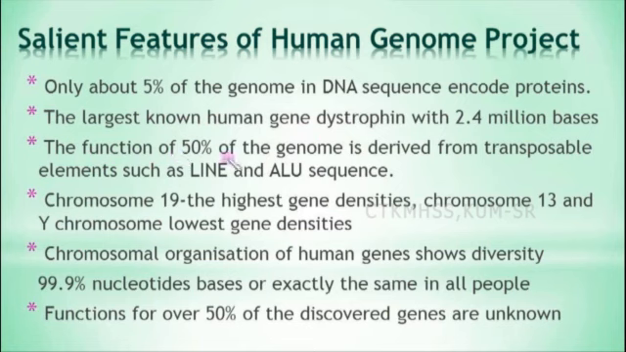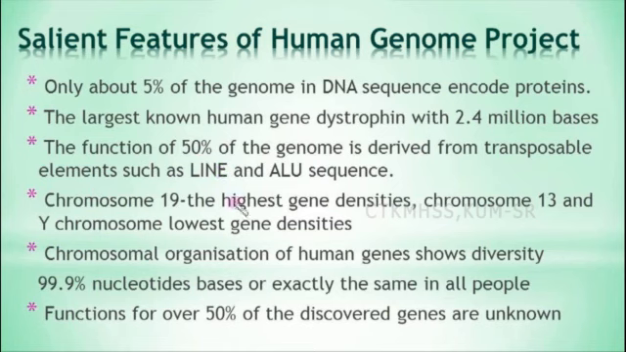The function of 50% of the genome is derived from transposable elements such as LINE and ALU sequence. LINE stands for long interspersed nuclear element and ALU stands for Arthrobacter luteus sequence. So we are able to derive the function of the 50% of the genome by using the transposable elements, that is jumping genes, such as LINE and ALU sequence.